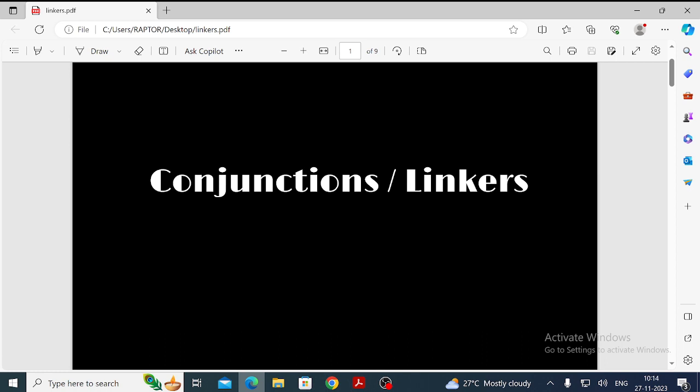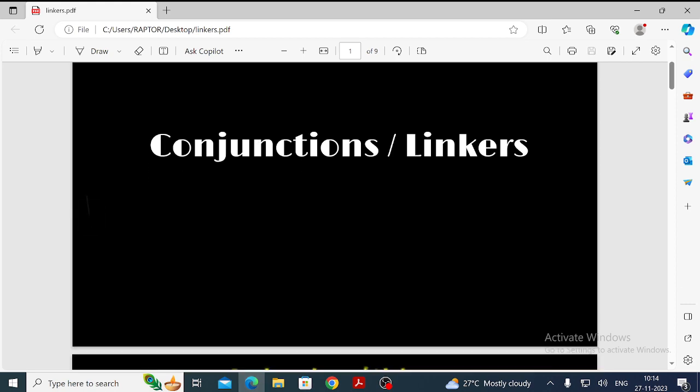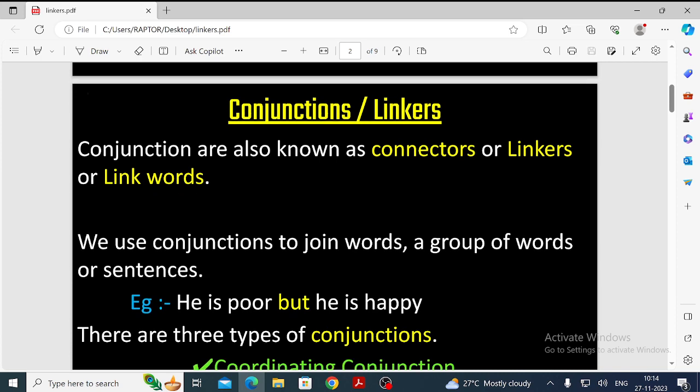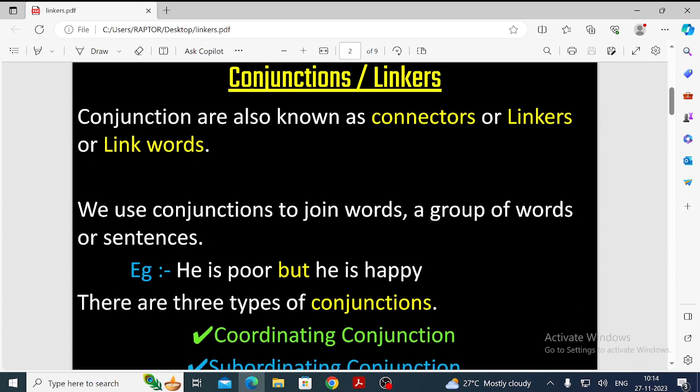So listen here, there is another word for conjunction which we used to call connectors. So the connectors, conjunctions and linkers. Every word denotes that it is going to connect sentences to give a meaningful, sensible sentence. Here we are going to discuss conjunctions or linkers, a very short introduction. Conjunctions are also known as connectors, linkers or link words.